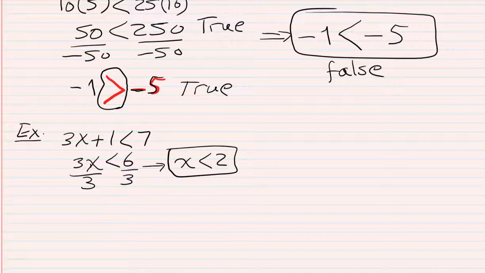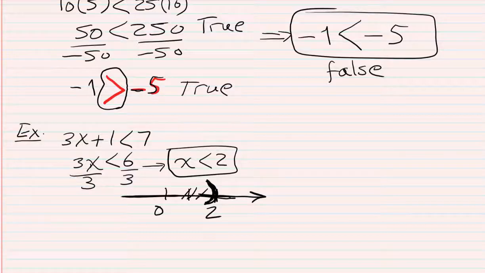Now let's graph this. This is a number line. Here's 0, and this is 1 and 2. Now anything less than 2, not including 2. So what we're going to do is put a parenthesis here at 2.